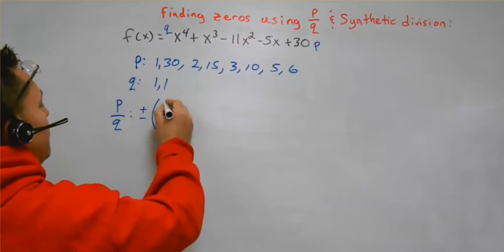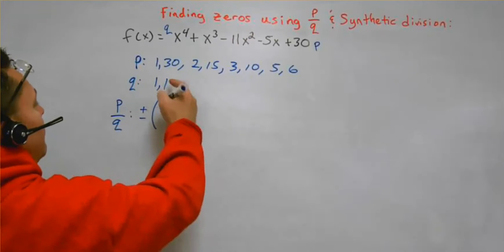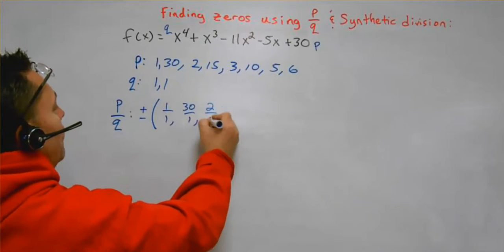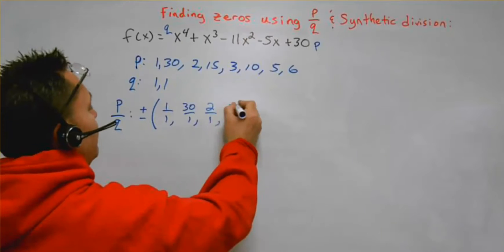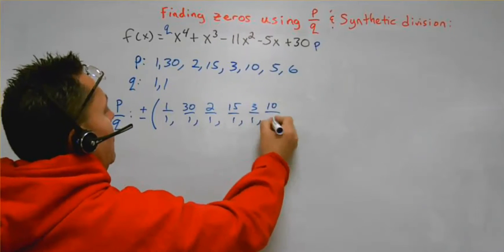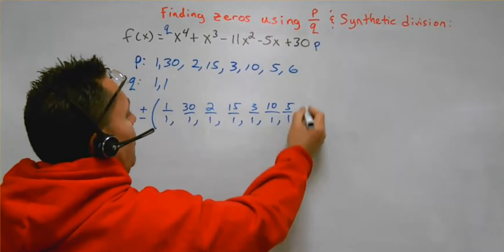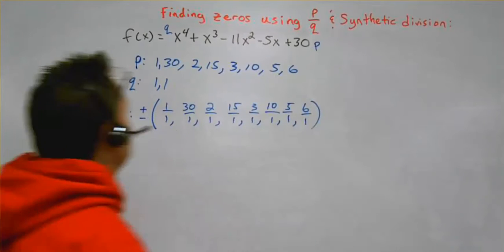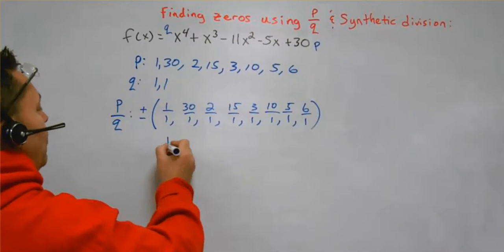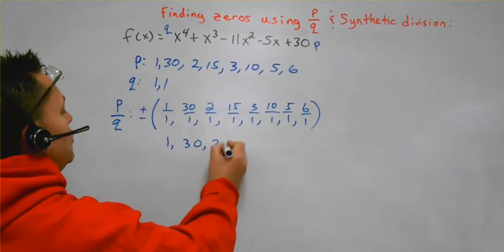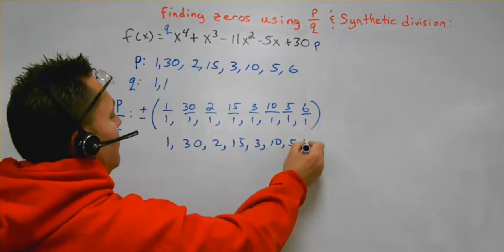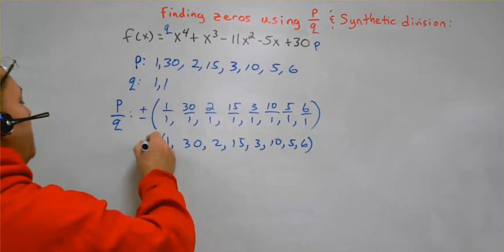I have 1 over 1. Then I have 30 over 1, then 2 over 1, 15 over 1, 3 over 1, 10 over 1, 5 over 1, and 6 over 1. So I've got all those. Basically, what are these? This is 1, 30, 2, 15, 3, 10, 5, and 6, and it's positive or negative.